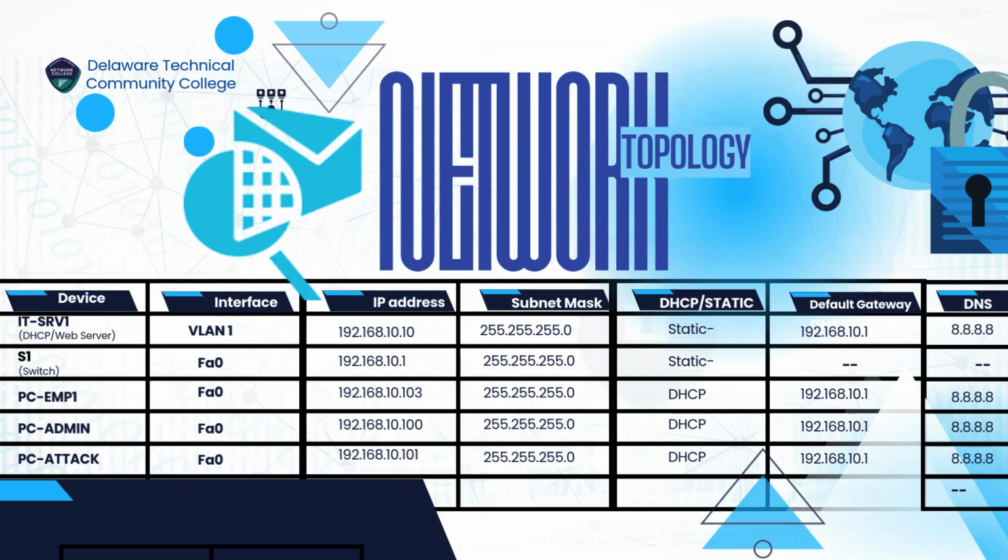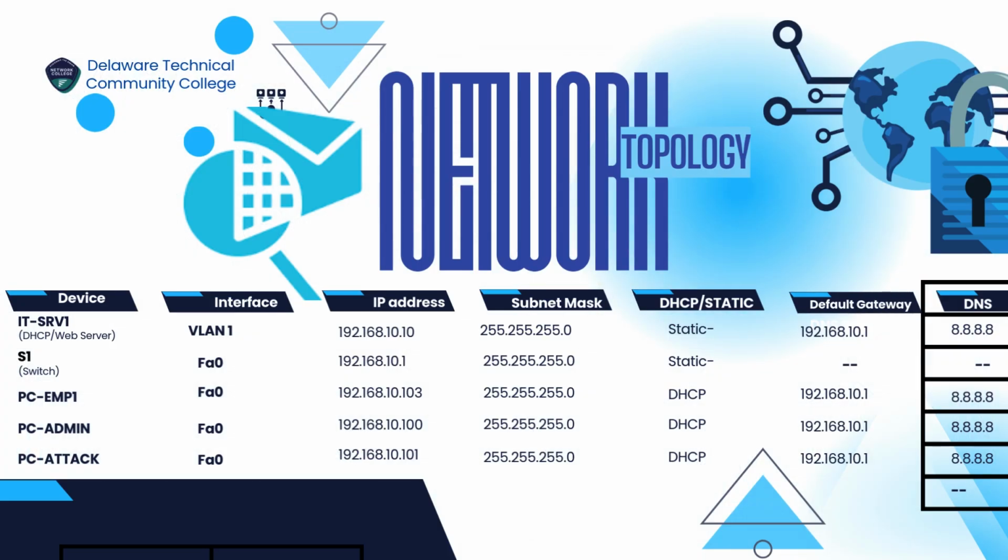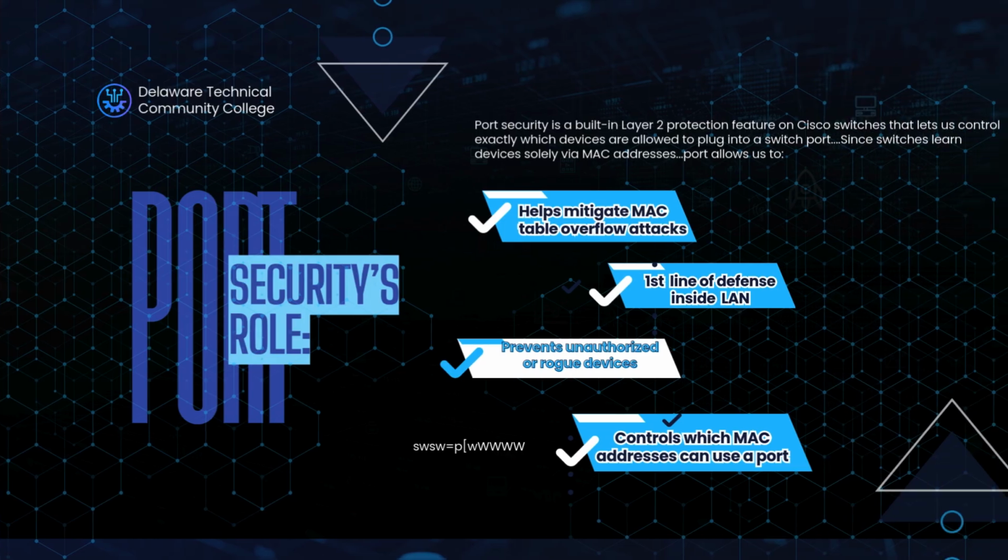So for my network topology, you'll see pretty soon in my hands-on demonstration. Here's the small lab environment. I built the addressing table. We have a server acting as our DHCP and web server connected to the switch on LAN 1. 3 PCs are attached: 1 legitimate employee device, 1 administrative workstation, and 1 acting as an attacker or rogue device. The admin and employee systems receive their IP addresses from our server, while the switch and server use static addressing. This mirrors a basic but realistic small business local area network.